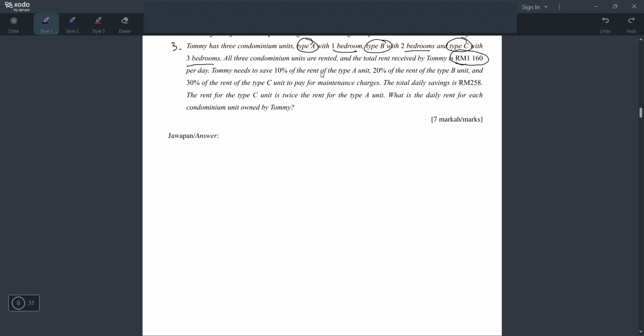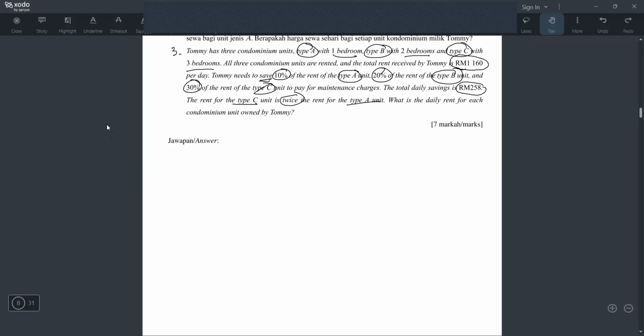Tommy needs to save 10% of the rent. So the word save: 10% of the rent of type A, 20% of type B, 30% of the rent of type C to pay for maintenance charges. And the total daily savings is 258, right? And then they say the rent for type C unit is twice the rent of type A unit. What is the daily rent of each condominium unit owned by Tommy?